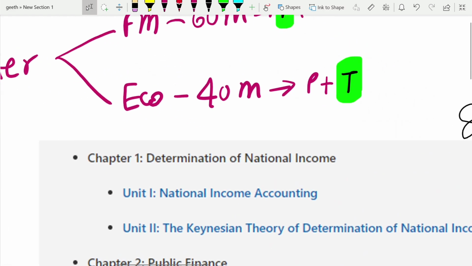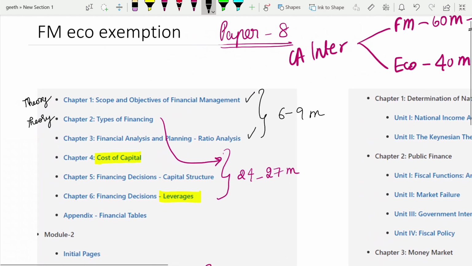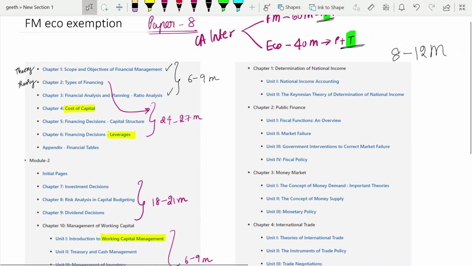So what we are going to do is try more on the practical part of the FM subject and more on the theory part of the economics subject. Okay, so this will be our plan to get good marks in the exam. Now I'm going to tell you what the weightages of the chapters are.